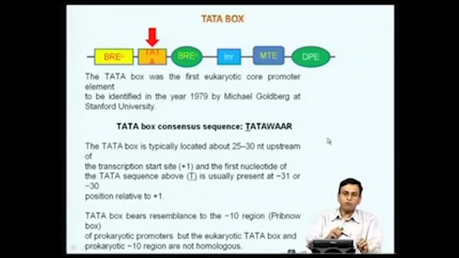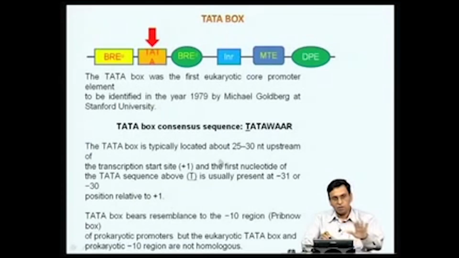By analyzing a number of eukaryotic promoters, a consensus sequence was drawn for the TATA box, and this consensus sequence is TATAWAAR. W is an IUPAC code for nucleotides, and I will tell you exactly what W is in my next couple of slides. The TATA box is typically located about 25 to 30 nucleotides upstream of the transcription start site. As I told you, core promoter elements are usually present about 30 to 40 base pairs either upstream or downstream of the transcription start site, and in many eukaryotic promoters the TATA sequence is present about 25 to 30 nucleotides upstream of the transcription start site, which is usually designated as +1.